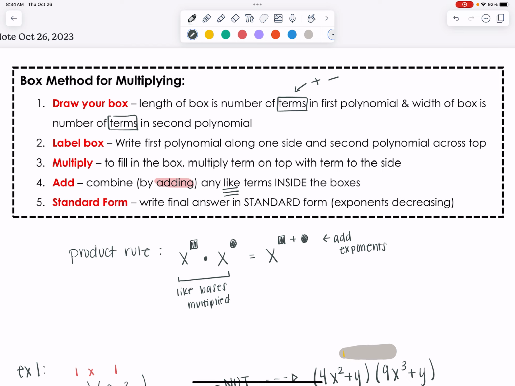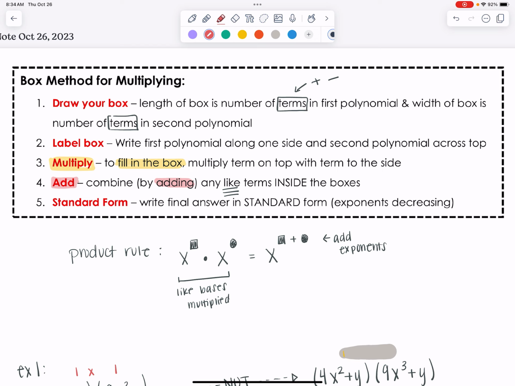You then want to label your box. First polynomial down the side, second polynomial across the top, and then multiply to fill in the box. So we're going to multiply to fill in the box, and then add once the box is filled in to combine up any like terms inside the box. Make sure that all your answers are in standard form, and that means that your exponents are decreasing.